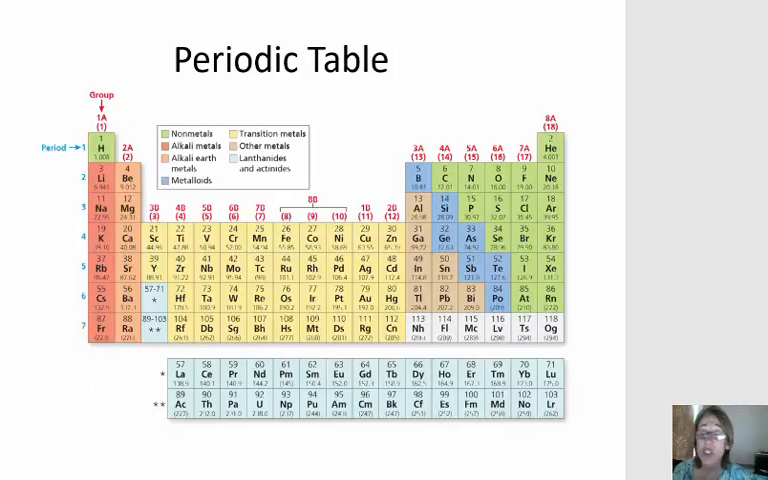And yes, it was just as easy as looking at the periodic table. So the molar mass of carbon is 12.01 grams per mole. The molar mass of iron is 55.85 grams per mole. And the molar mass of gold is 197 grams per mole.